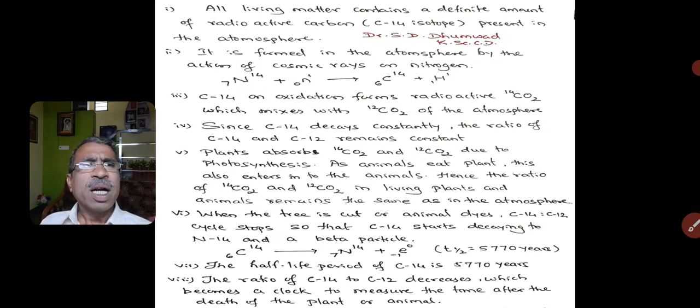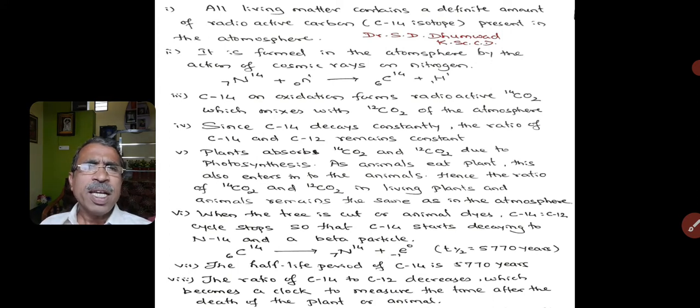All living matter contains a definite amount of radioactive carbon, that is the C14 isotope, present in the atmosphere. It is formed in the atmosphere by the action of cosmic rays on nitrogen. When cosmic rays containing neutrons hit nitrogen, we get carbon 14 and a proton. This carbon 14, on oxidation, forms radioactive carbon 14 dioxide, which mixes with the normal carbon dioxide, that is C12 carbon dioxide of the atmosphere.